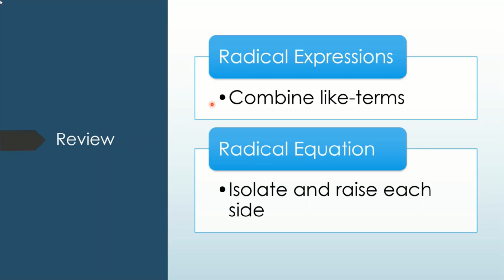With radical equations, basically what you want to do is isolate and raise each side to that power. So if it's a cube root, raise each side to the third power. If it's a square root, you raise each side to the second power. It's an equation, so whatever you do to one side, you have to do to the other side. And then you would solve accordingly. Sometimes you might solve by factoring, and sometimes you're just solving for x.